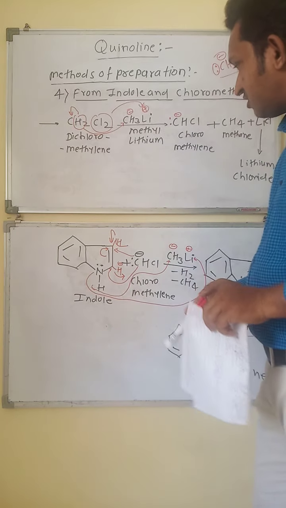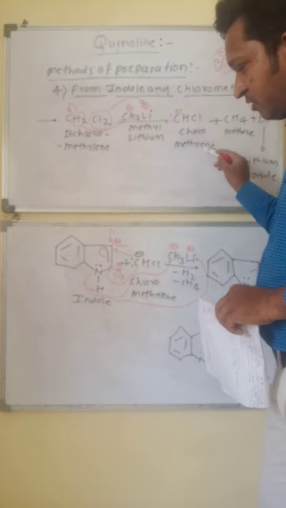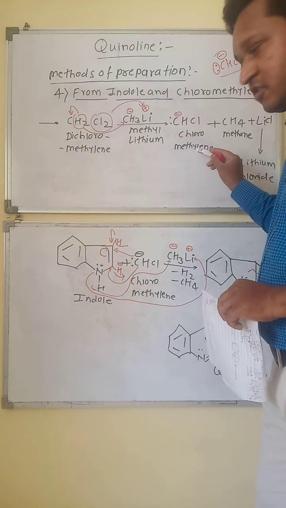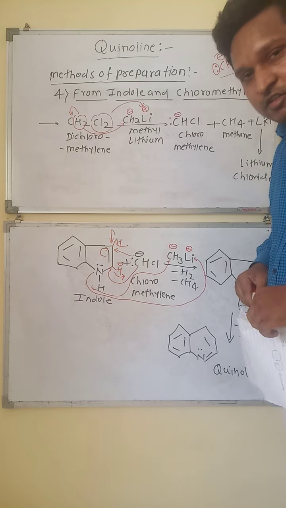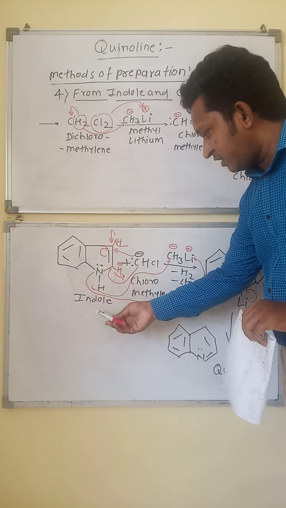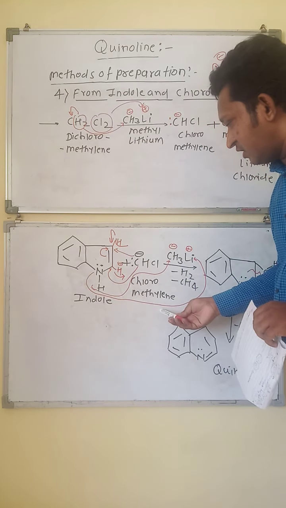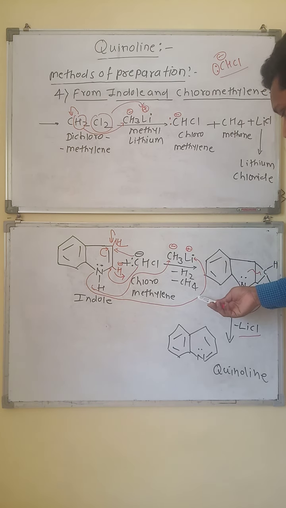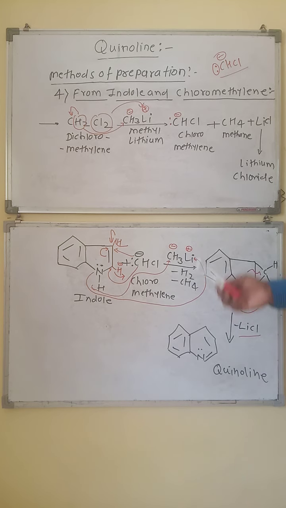Okay, this is the second step. Chloromethylene formation is the first step, and the reaction of chloromethylene with indole is the second step. So let's see the second step. In the second step, indole reacts with chloromethylene, and there is removal of one hydrogen gas as well as methane molecules, and there is formation of quinoline.